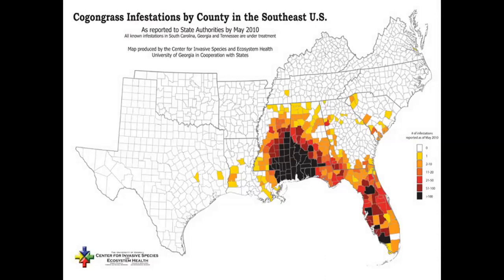Here's a map of the infestations. As you can see, it's severe in southern Alabama and Mississippi. You see some counties along the southwestern part of Georgia and in Florida.